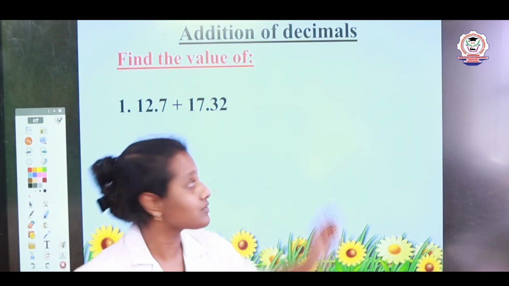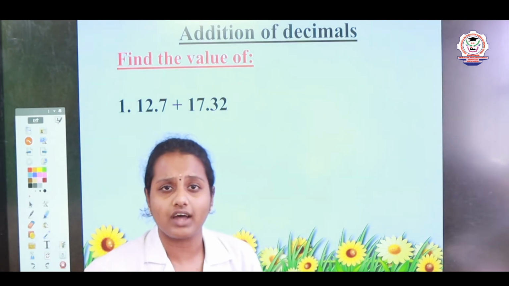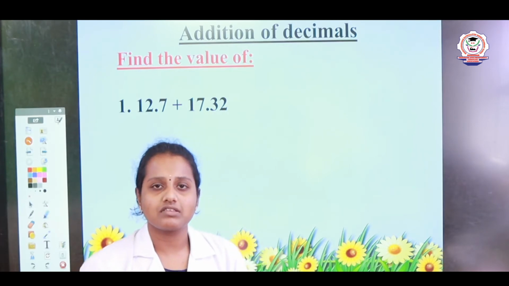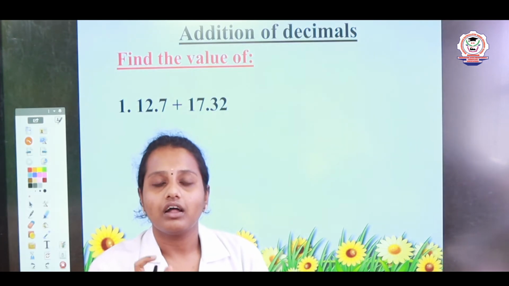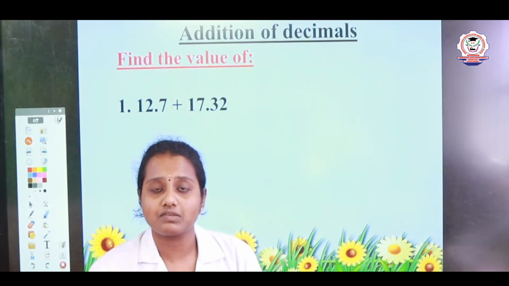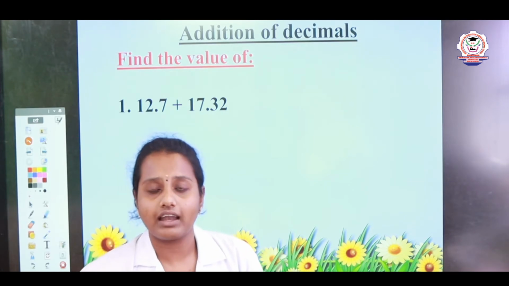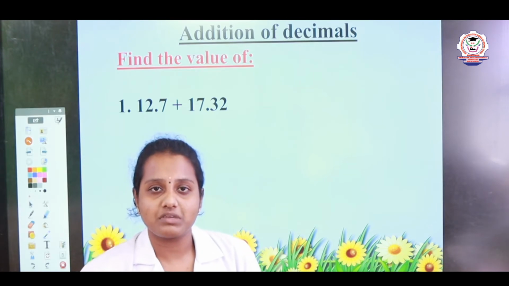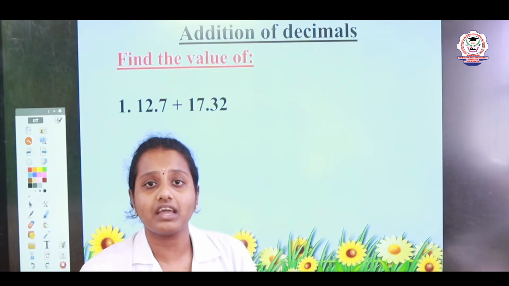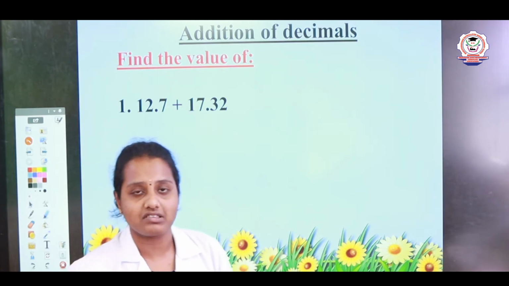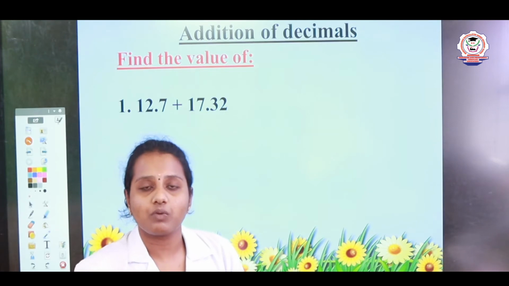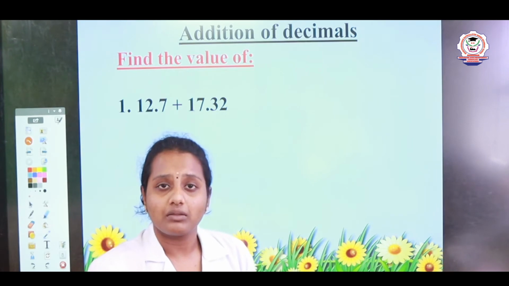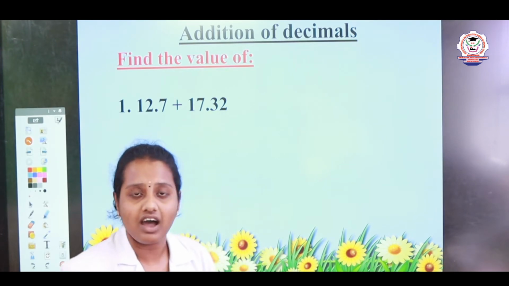Yes, my dear children, first we will see the addition of decimals. Before going into the addition of decimals, I want to give some procedures. First, we want to check whether the numbers are like decimals or unlike decimals. What is meant by like decimals? Like decimals means after the decimal point, the place value should be the same in all the given decimal numbers. What is meant by unlike decimals? After the decimal point, the place values are different. That is called unlike decimals.